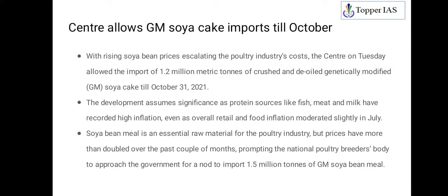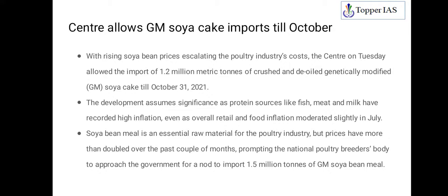The next one is Centre allowing GM soybean cake imports till October. See, actually, as a part of our series, we have already covered it like last to last week, within the 2 weeks period. Again, it has been repeating, there was the demand to import. Now, government has agreed to import GM soybean cake. Okay. So, see, basically, with rising soybean prices, what it has led to is poultry industry input cost has also risen. Okay. So, on Tuesday, keeping that in mind, Centre has allowed import of 1.2 million metric tons of crushed and de-oiled genetically modified soya cake.